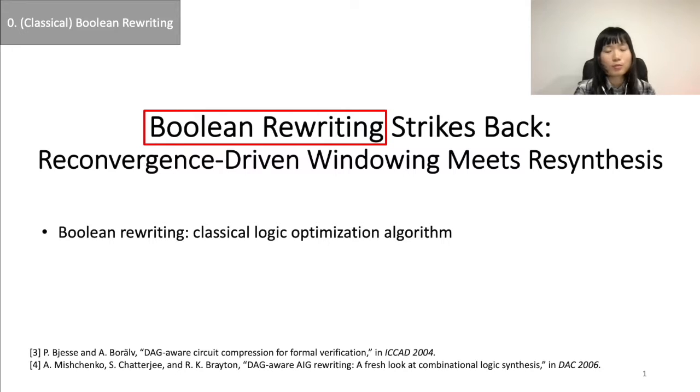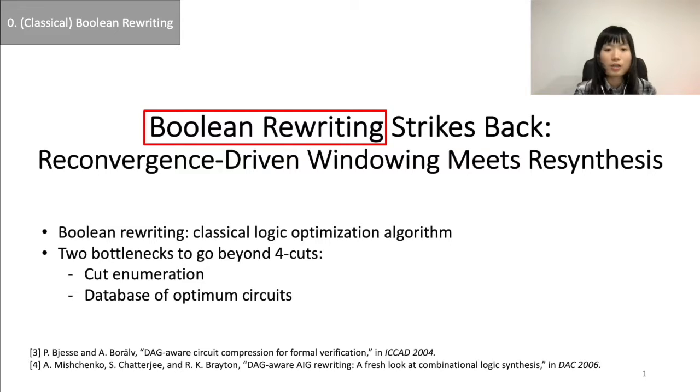With Moore's law coming to an end, one way of keeping up with the growth of design complexity is to strive for better optimization quality in logic synthesis. However, there are two bottlenecks preventing us from extending this kind of cut-based rewriting beyond 4-input cuts to get better quality, namely cut enumeration and construction of the database.